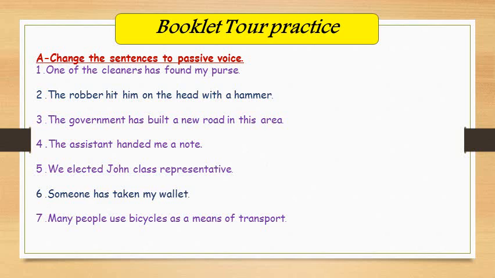Number one, detect the tense. Number two, where is the object? Detect the direct object. So my purse is the object. Singular or plural? Singular. What is the tense? Present perfect. So singular has. My purse has. Has what? Has been, plus past participle. So my purse has been found by one of the cleaners.